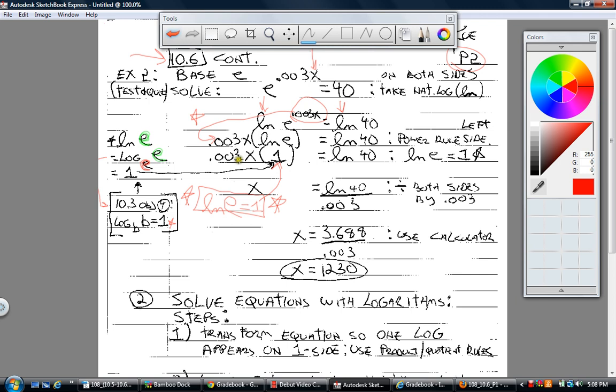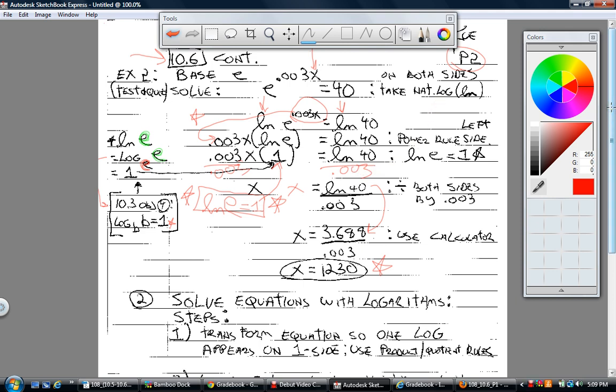Now you're multiplying 1 times 0.03x, and from here we divide both sides of the equation by 0.03. So x equals the natural log of 40, get that result from your calculator, divided by 0.03, and boom, there's your answer, 1230. That's not too bad.